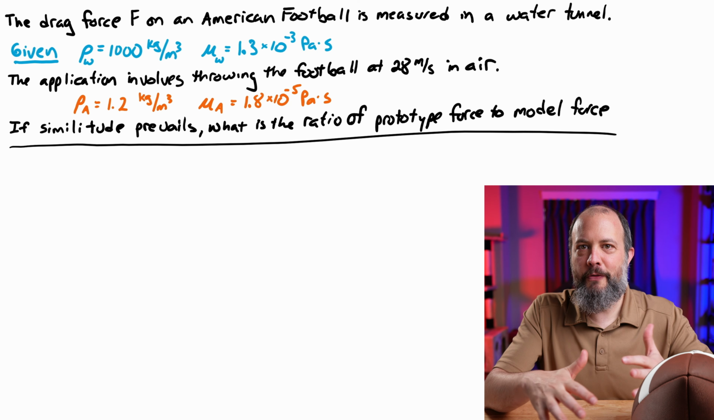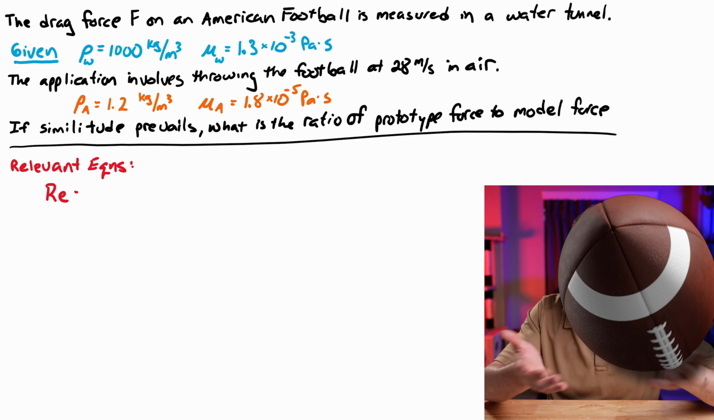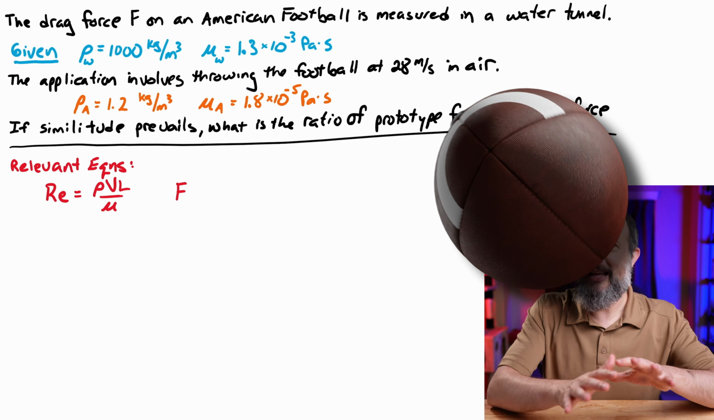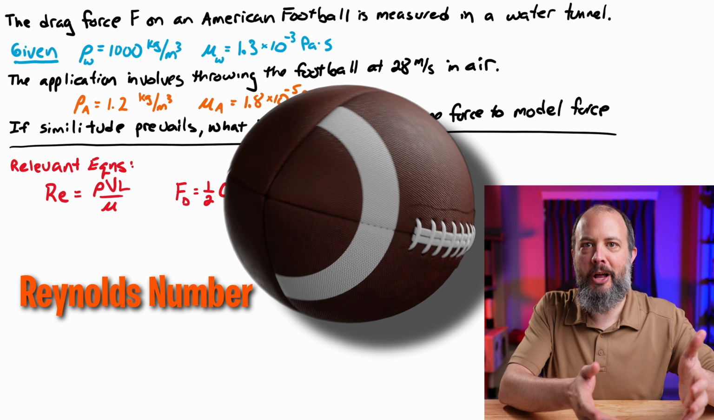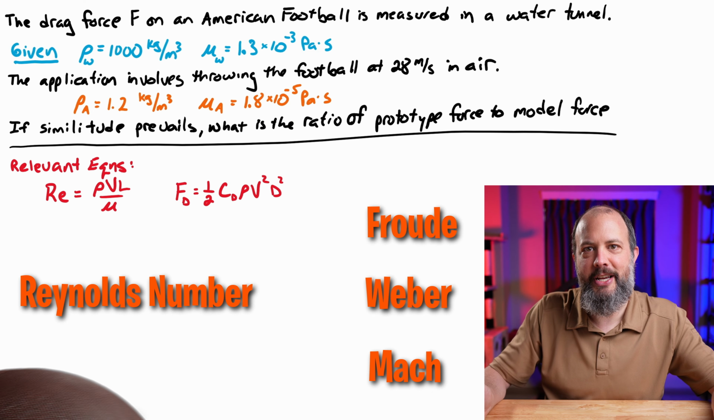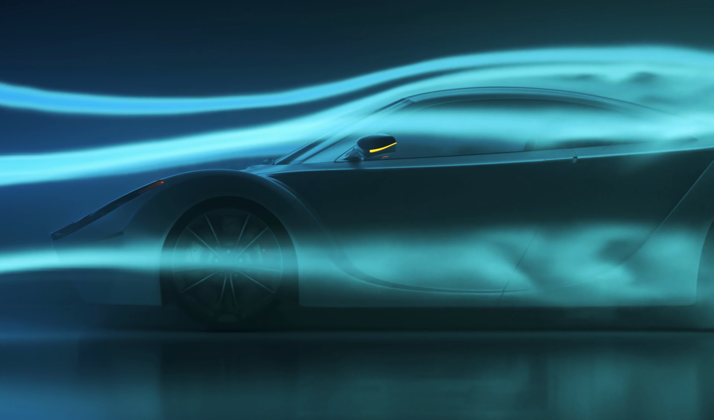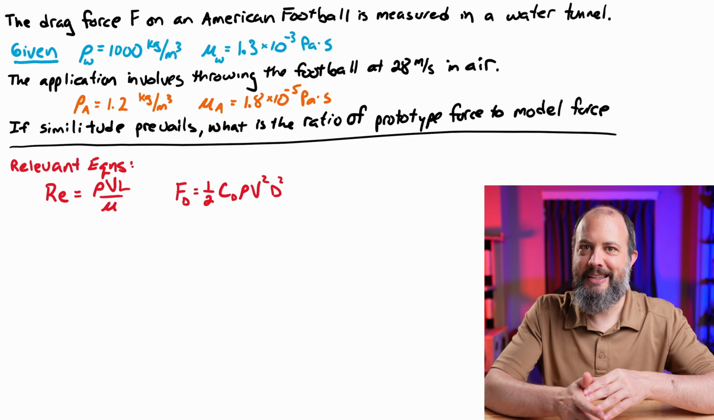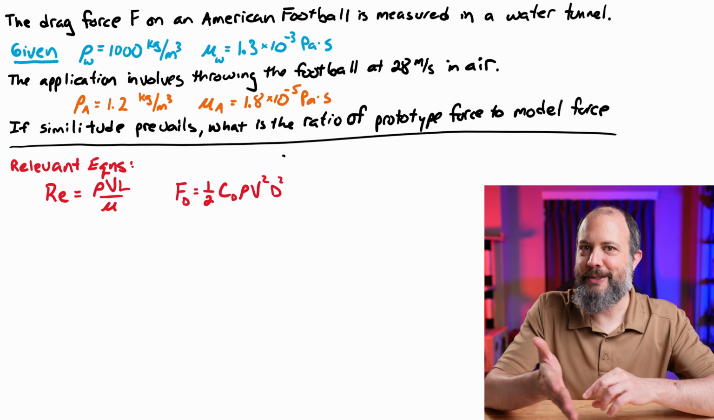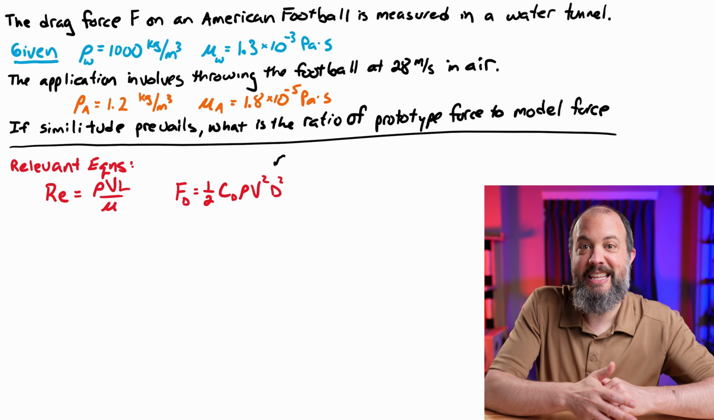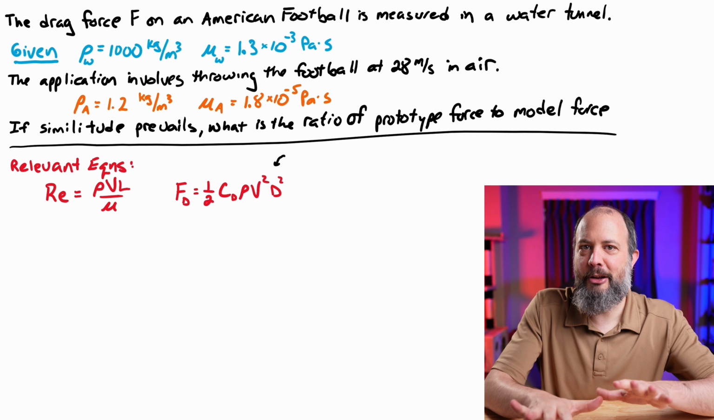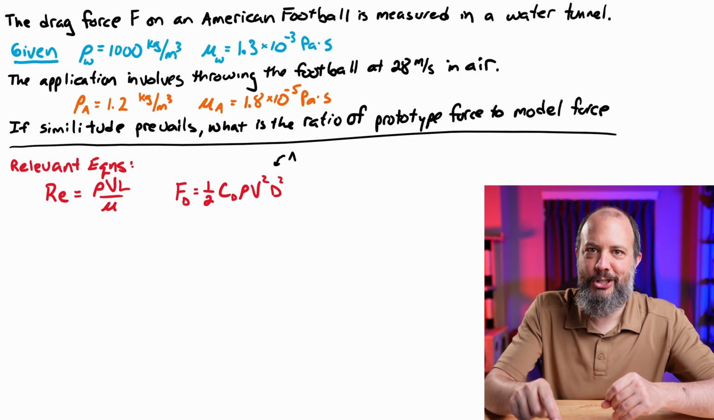This is flow over an immersed body, right? An aerodynamics type of problem. That means Reynolds number is the one you want, not Froude, Weber, Mach, or any of the others. The drag force is going to be 1/2 times the drag coefficient times density of the fluid, the velocity squared times the area. And I'm going to go ahead and rewrite area as a dimension squared.